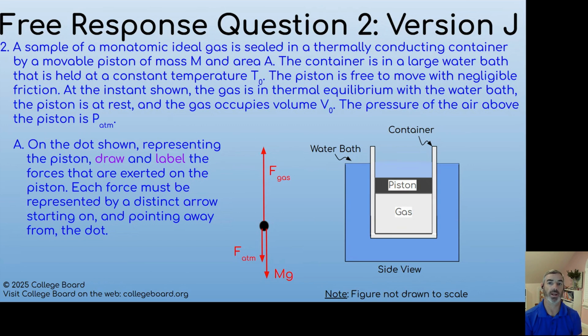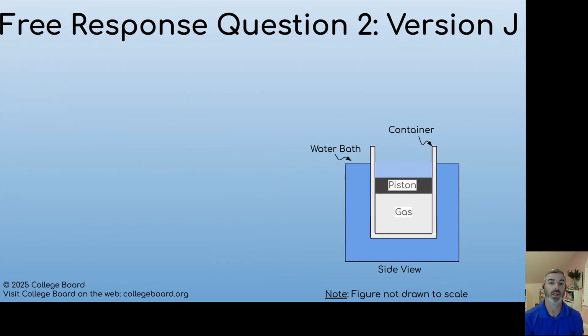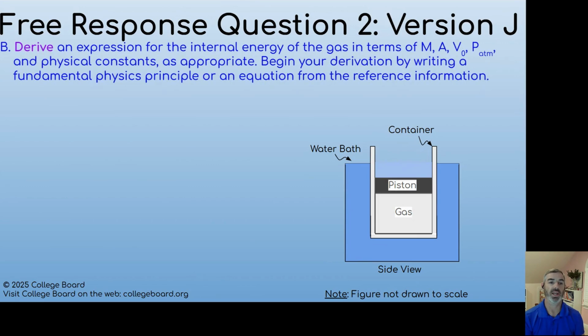So this is our free body diagram. Notice that we have two forces pointing down, and they start on the dot and point away, and they should be drawn next to each other as you see here. Now, the next question is asking us to derive an expression for the internal energy of the gas in terms of our given quantities and physical constants.